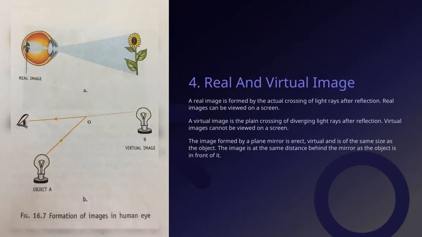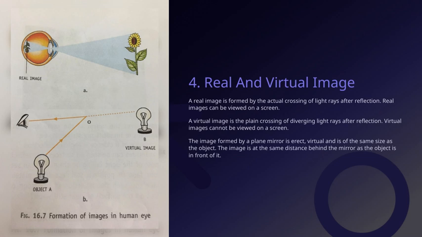Let's talk about the difference between real and virtual images. A real image forms when light rays actually cross after reflection, and because of this, real images can be projected onto a screen. Think of a camera or a projector. Those are creating real images. On the other hand, a virtual image is formed when the diverging rays appear to cross, but in reality, they don't actually meet. Virtual images can't be displayed on a screen. Instead, they are seen only when looking into the mirror or lens.